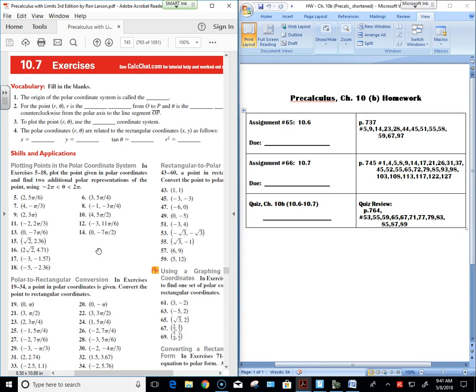Sound good? Okay. This is homework number 65. Ooh, ignore the numbering. Somehow the numbering got off. Online, it is correct. Homework number 64 was 10.6, and homework number 65 online is now correct. I caught it this morning. The numbering got a little off.